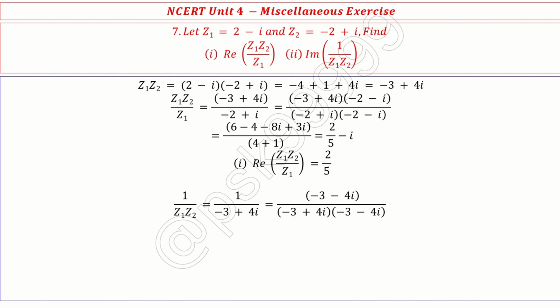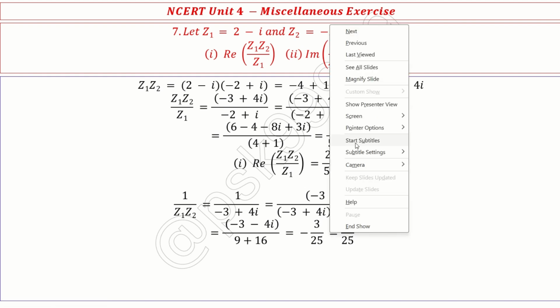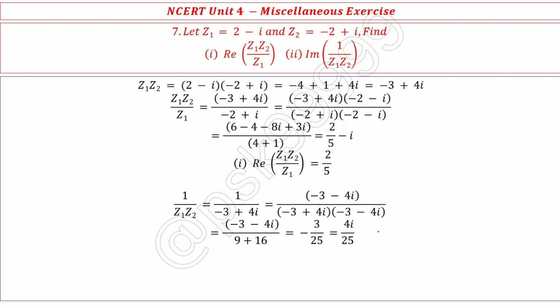And 1 by z1 z2 is 1 by minus 3 plus 4i. If I simplify, I'll get minus 3 by 25 minus 4i by 25. So the imaginary part of 1 by z1 z2 is minus 4 by 25.